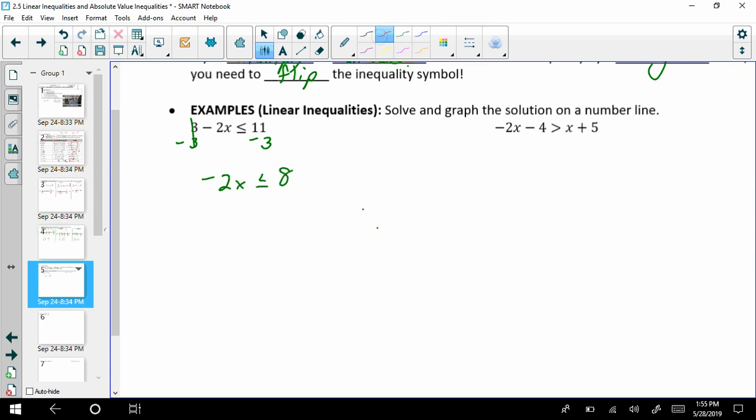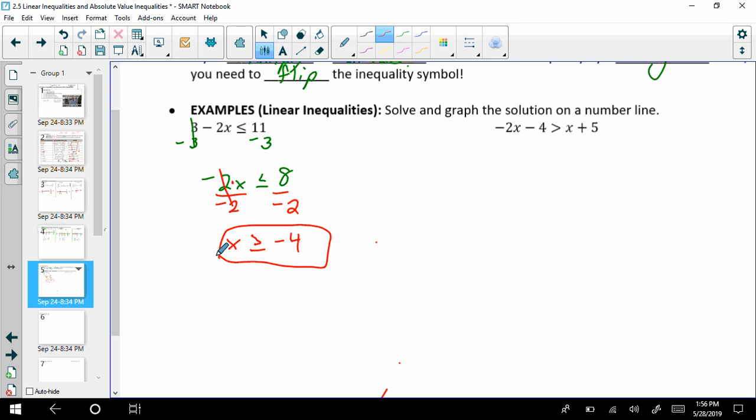And the last step to get x alone is to get rid of the negative 2. Since it's multiplication, I'm going to divide it. Now, because I'm dividing both sides by a negative number, hopefully you agree, our numbers turn opposite. Well, everything turns opposite, including the symbol. So if you multiply or divide by a negative, the symbol flips as well. We didn't have to worry about that with equations because equals was equals. So this is my answer.